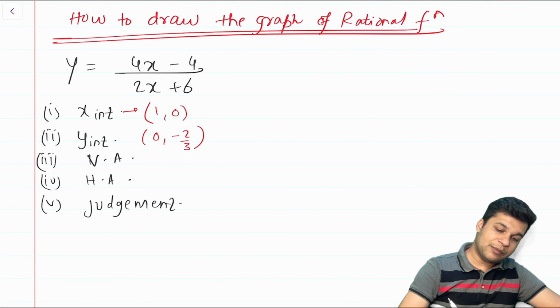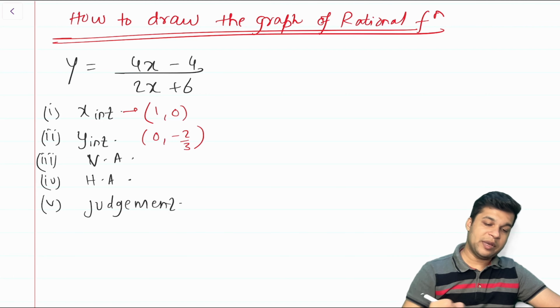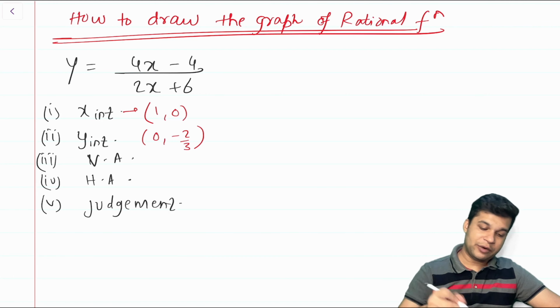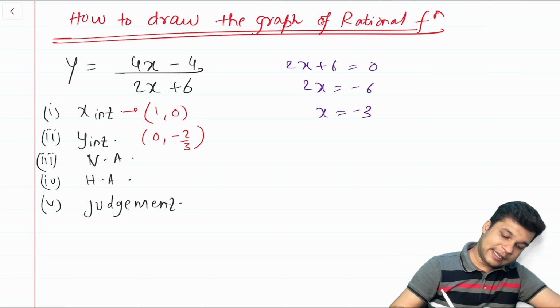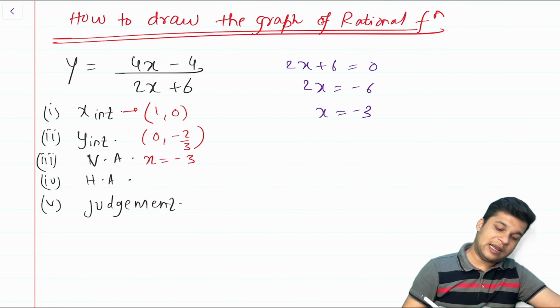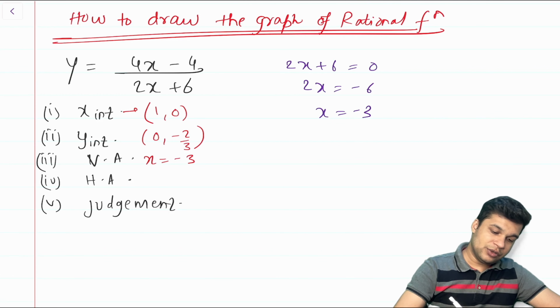What is your vertical asymptote? How do you find the vertical asymptote? You always equate the denominator to 0. So 2x plus 6 equal to 0, 2x equal to negative 6, x equal to negative 3. So guys, x equal to negative 3 will be a line parallel to the y-axis passing through (negative 3, 0). So this is your vertical asymptote.